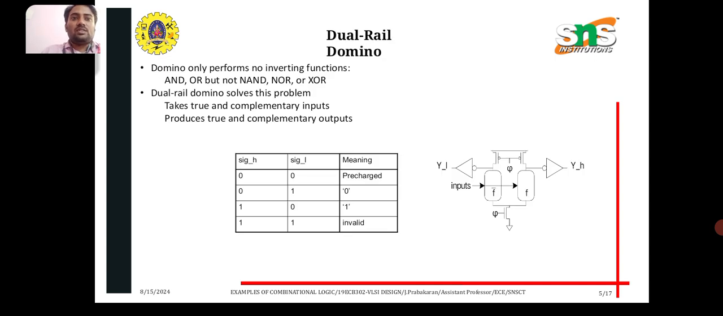Next, dual rail domino. Dual rail domino logic is an extension of standard domino logic that enhances noise immunity, robustness, and reliability by using both the true and complementary signals. This approach is particularly useful in high-performance digital circuits where noise margin and signal integrity are critical.